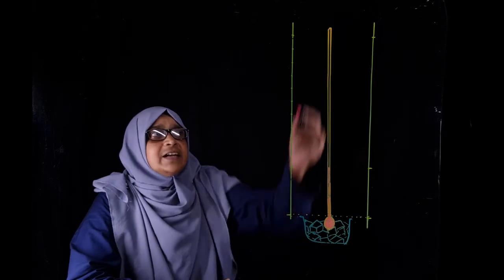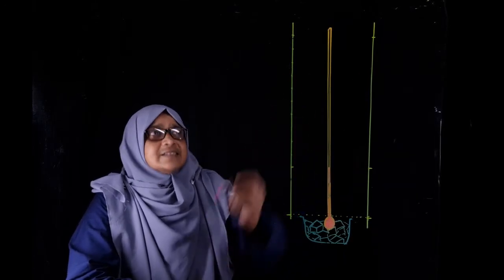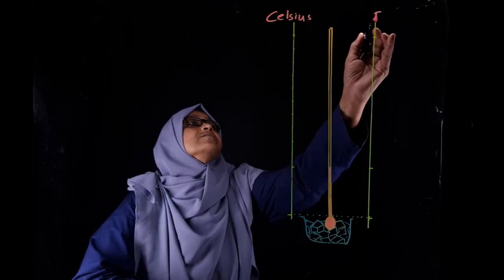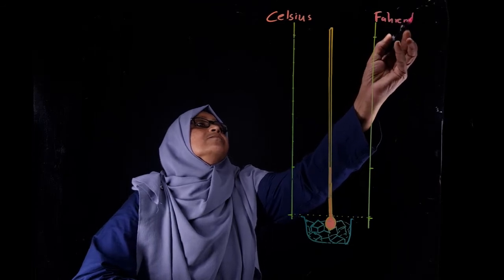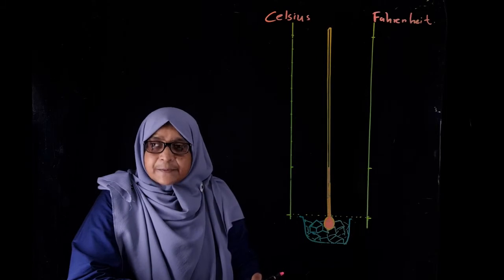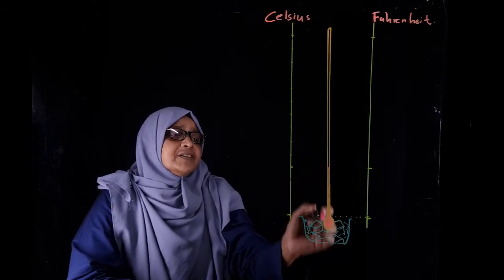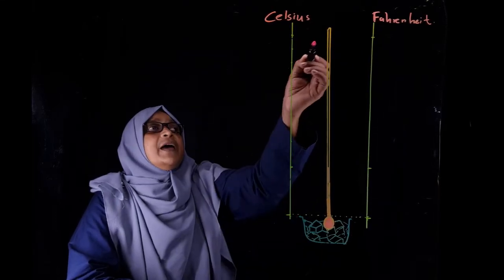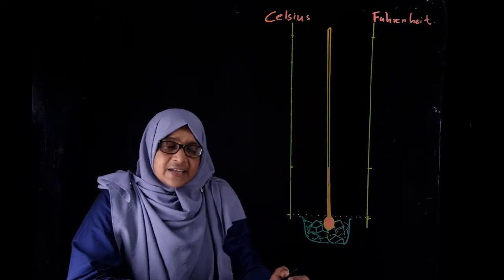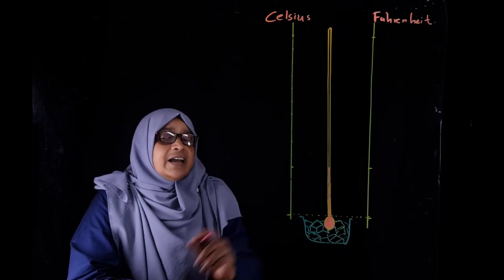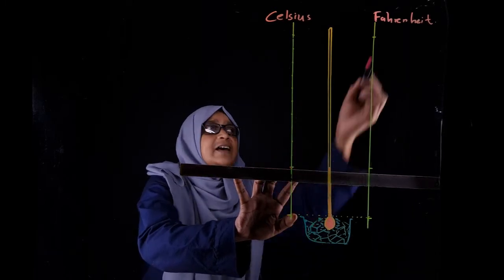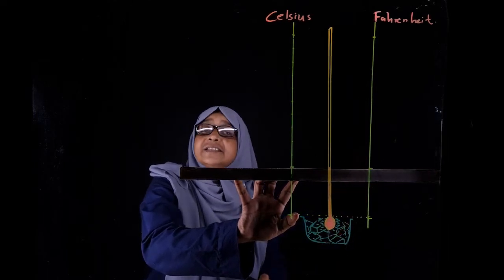Okay, now pay attention to forming the scales Celsius and Fahrenheit. Both Fahrenheit and Celsius scales take the same fixed points. The minimum fixed point is the melting of ice and the maximum fixed point is the boiling point of water. Here, the thermometer has been kept inside the ice cubes. This is marked in the Celsius scale as 0 degrees Celsius, and in the Fahrenheit scale, it is marked as 32 degrees Fahrenheit.